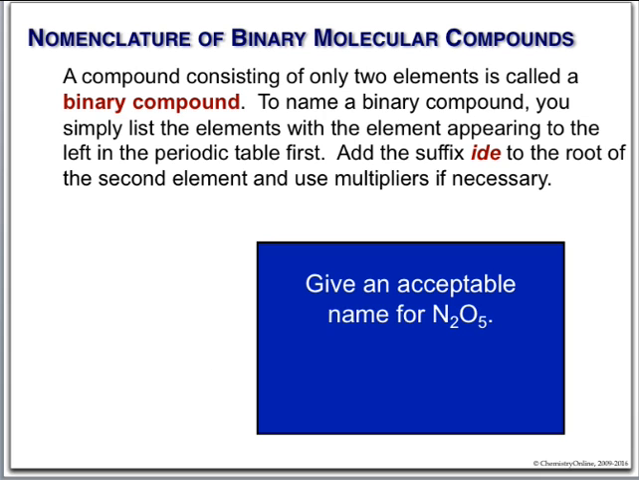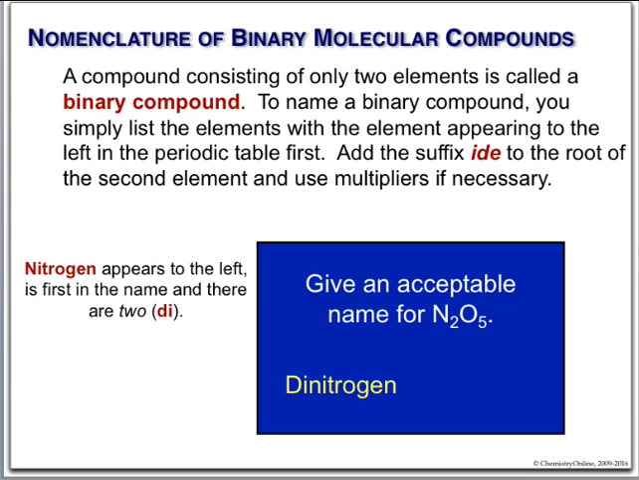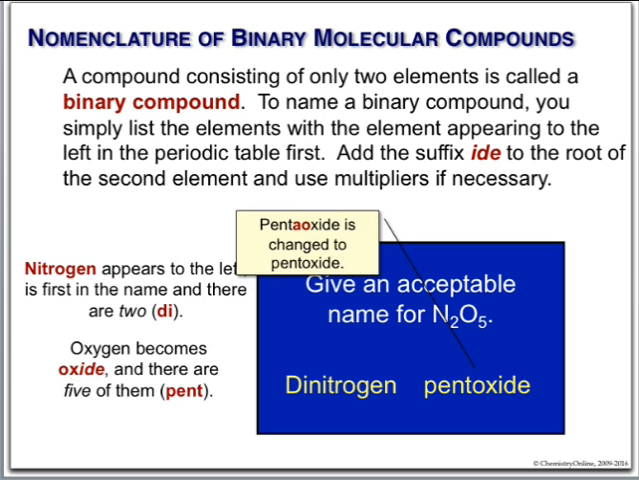How about this one? 2 nitrogens and 5 oxygens. Well, we know what we do with 2 nitrogens, right? That's a dinitrogen. And what's our multiplier for 5? Penta, yeah. But again, we have an oxide, so we drop the A on the end, because that would be AO, that would be stupid. When you get 2 strange vowels together, you get rid of one.